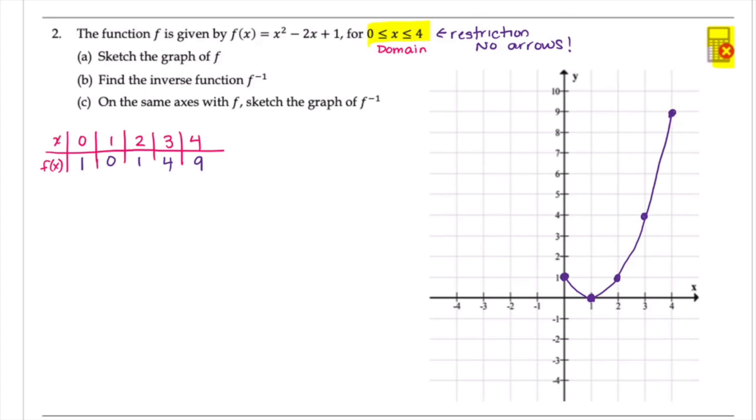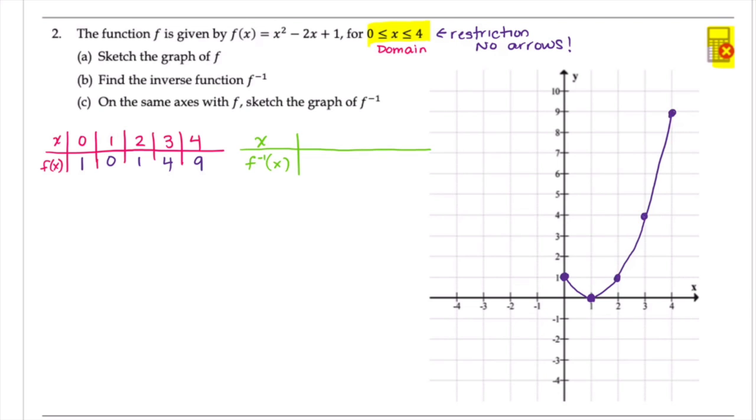Part B says to find f inverse. Now let's think back to inverse. If I were to draw a horizontal line on this parabola or a piece of this, I see that this is not one-to-one, therefore it does not have an inverse. So what they actually want us to do is they want us to use these values of f and create the inverse.